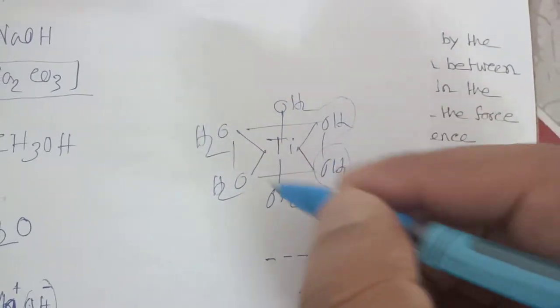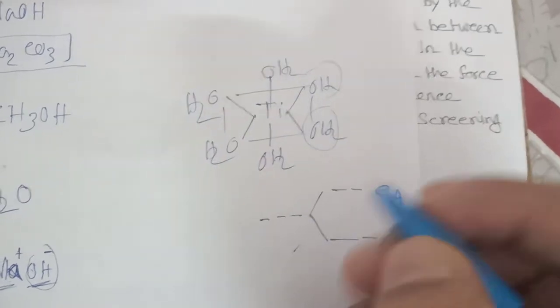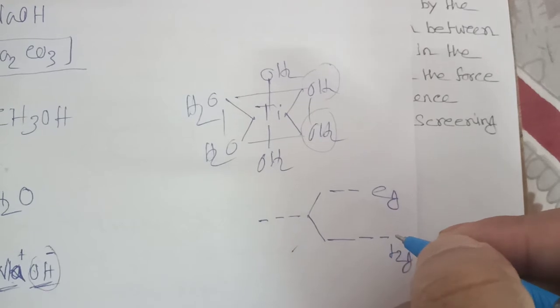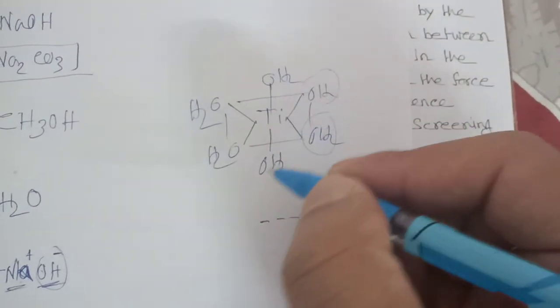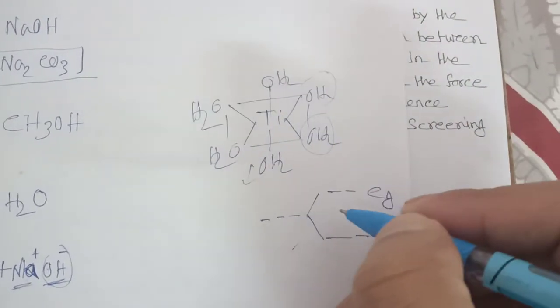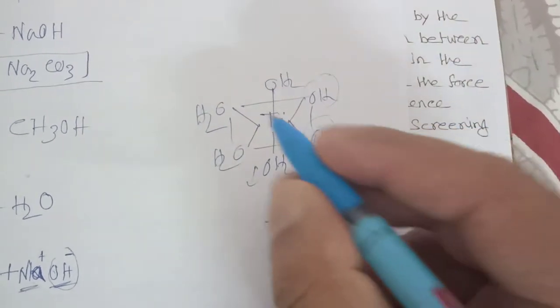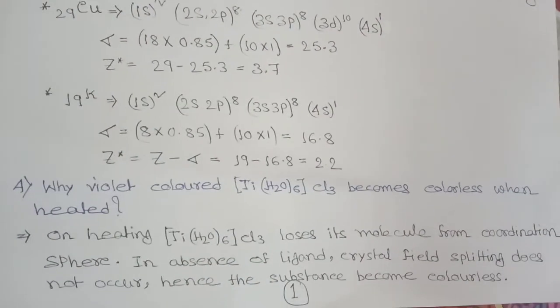So the coordination bonds will break. For a coordination complex we can see color because a transition can occur from the t2g to the eg level. That's why we can see color. But when you heat this complex, the coordination will break down. So there will be no transition. That's why we can't see any color when you heat this complex. Okay, this is the explanation for this complex.